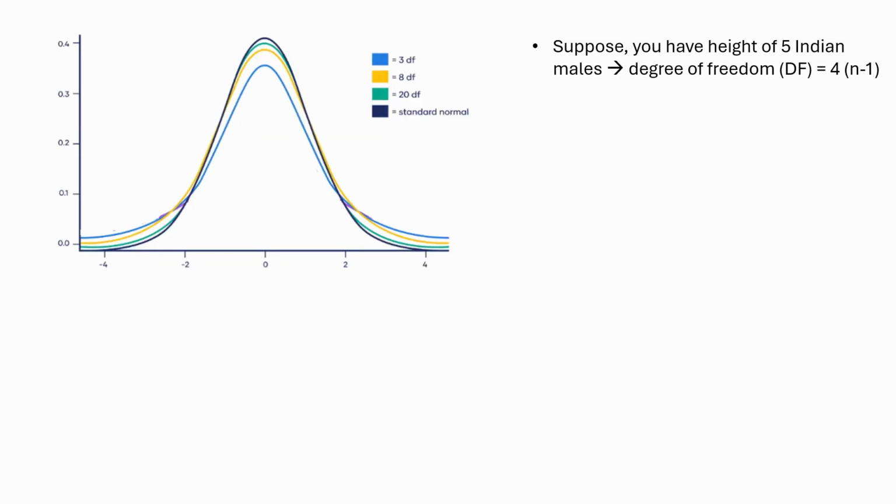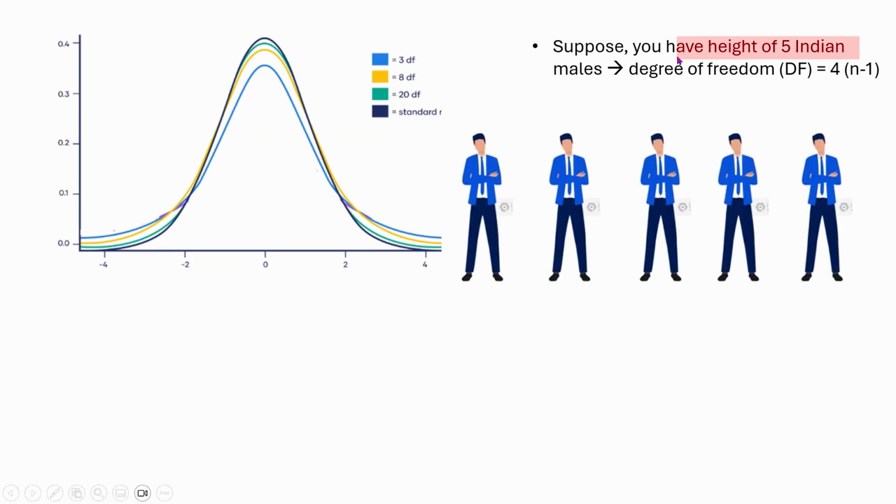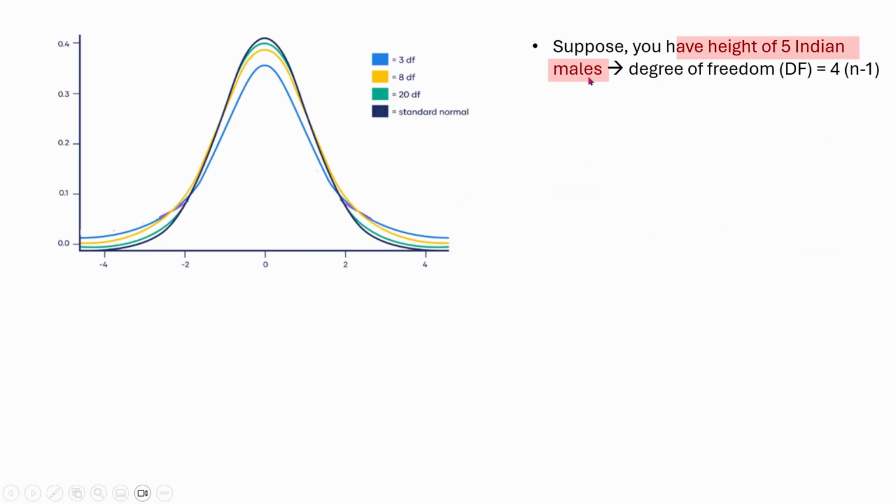As we saw in the previous example, suppose you have the heights of 5 Indian males. In that case, there is a concept called degrees of freedom, or DF in short, for the t-distribution, and it is going to be n minus 1. That means 5 minus 1 equals 4. I have drawn some curves here with different degrees of freedom. For example, when degrees of freedom equals 20, that means there are 21 samples here. The standard normal distribution is the black one, which you can see here.